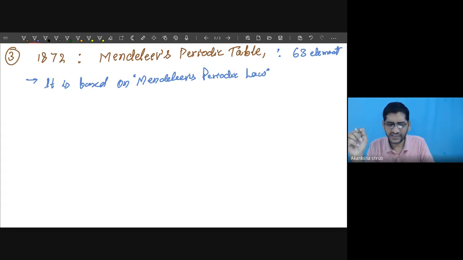He proposed that the properties of elements are a periodic function of their atomic mass. Means if the elements are arranged in increasing atomic mass, then after a certain mass, the property will get repeated with the first one. So based on that, he had arranged.